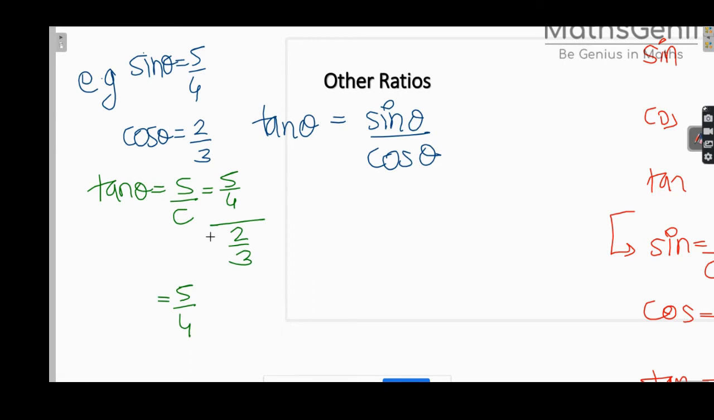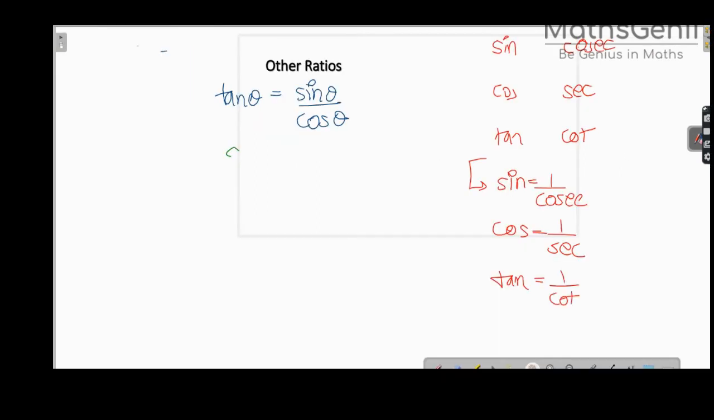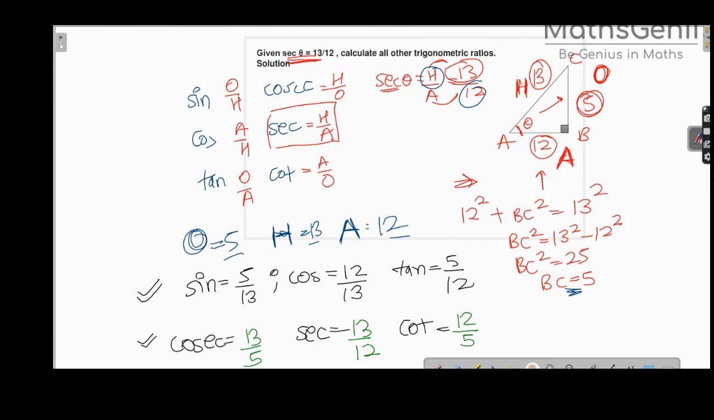5 upon 4. This division sign, when I have to convert it into multiplication, 2 upon 3 becomes 3 upon 2. When you convert division to multiplication, the denominator ratio becomes opposite. So 5 threes are 15 upon 8. These are the other type of ratios that you must know, non-negotiable. Okay. Now can we go ahead? You can always take a screenshot or pause the video and keep writing.